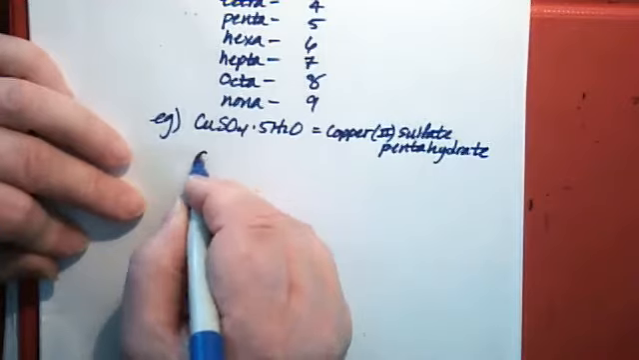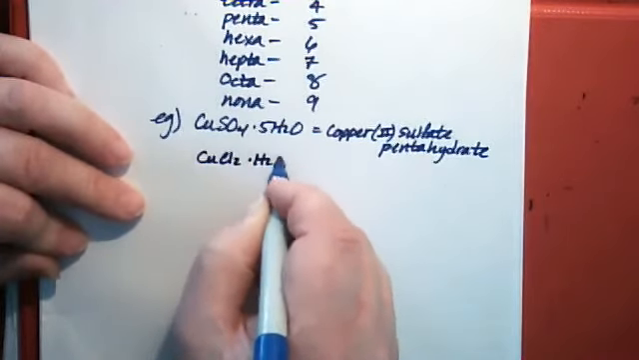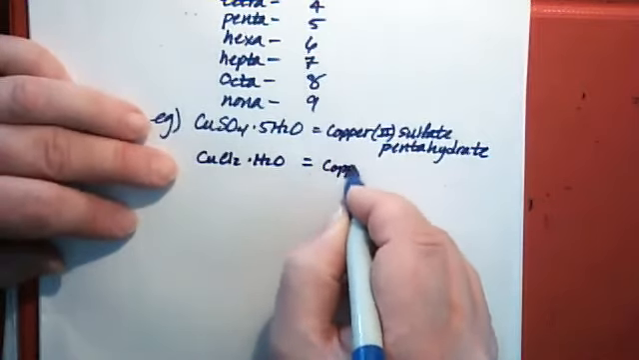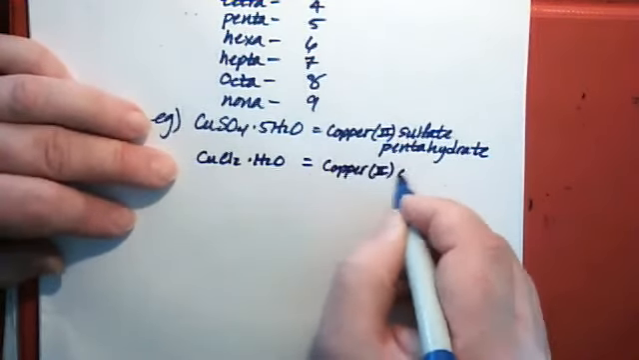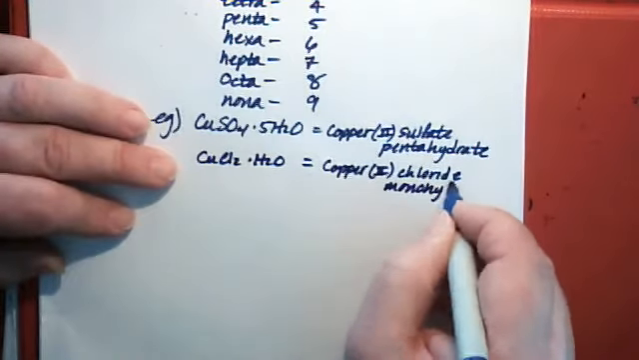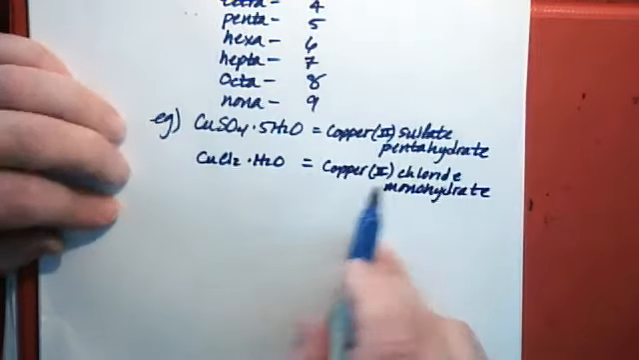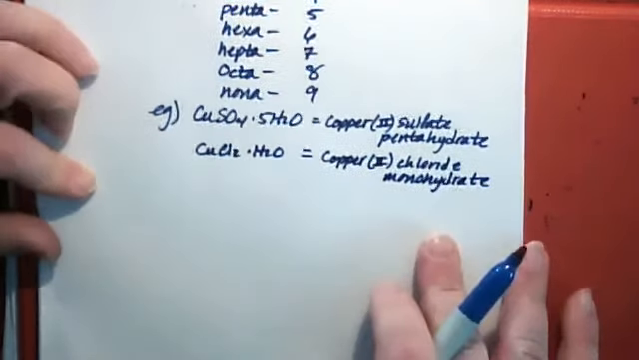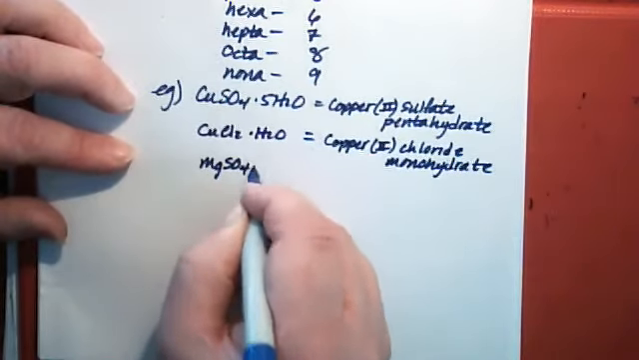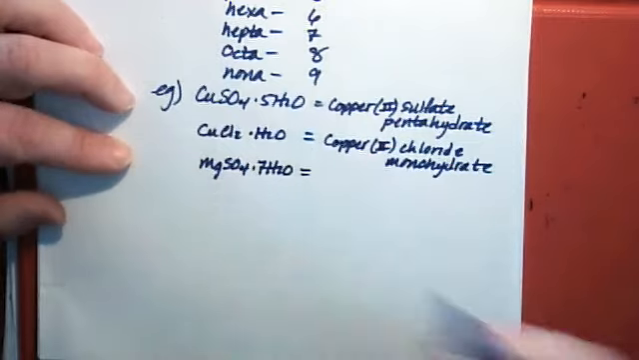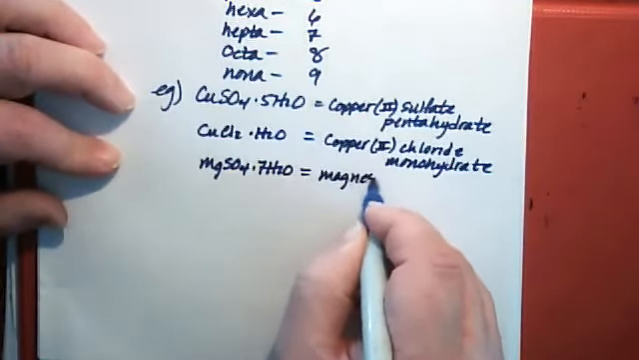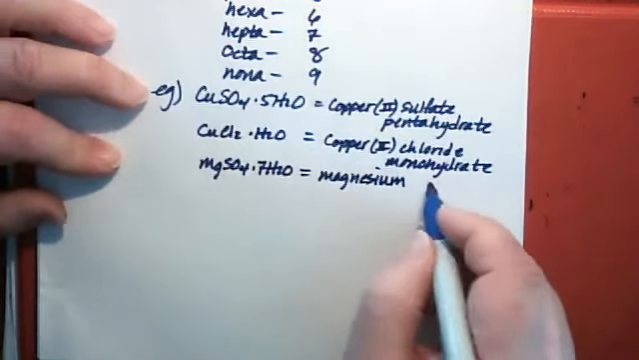Let's see, there's also CuCl2.H2O, and that's copper 2 chloride monohydrate. And normally you would write the names all on one line, but I'm running out of space here. There's Epsom salts, which is magnesium sulfate heptahydrate. Now you know why they call it Epsom salt.